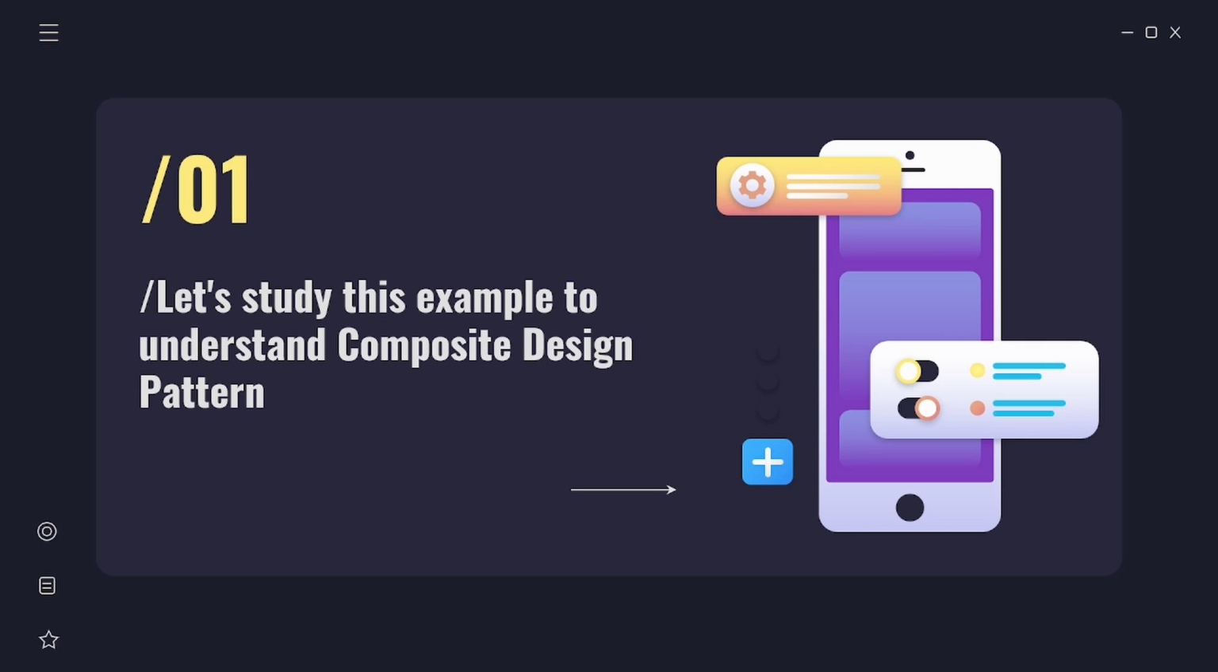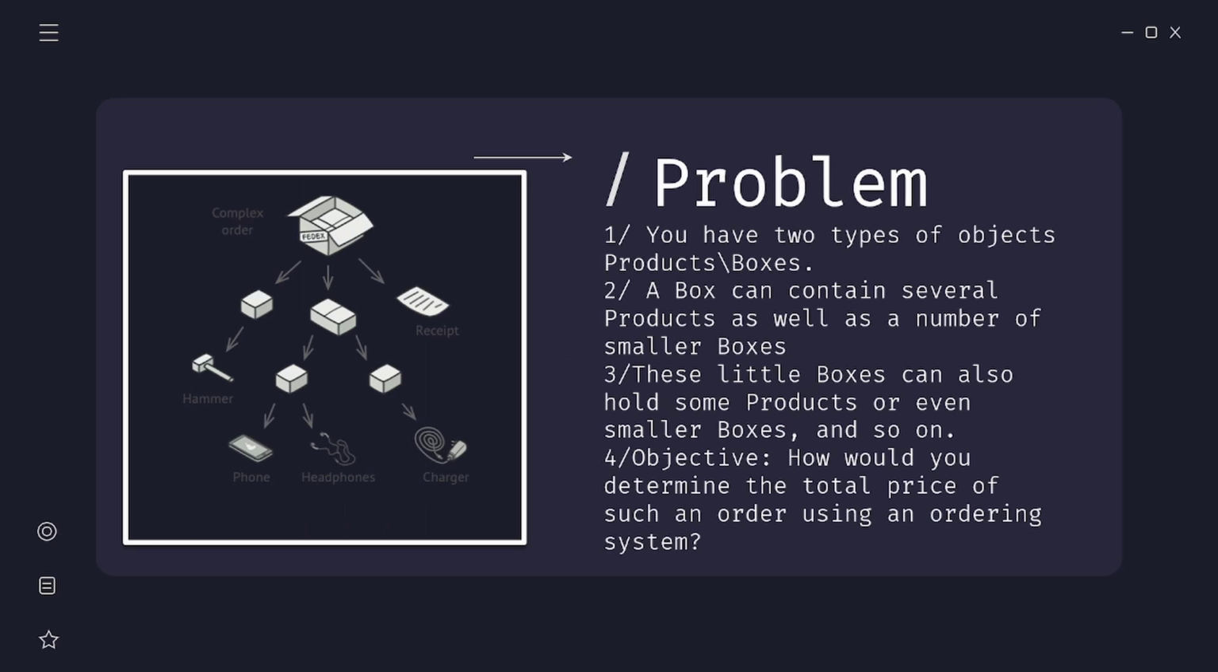Imagine you run Amazon's delivery system, and for the sake of this example, suppose you have two types of objects: order boxes and products. Now, a box can contain several products as well as a number of smaller boxes, and these little boxes can also hold some products or even smaller boxes, and so on. Our delivery system is supposed to calculate the total price of all the products contained within the mother box, but how are we going to do that?